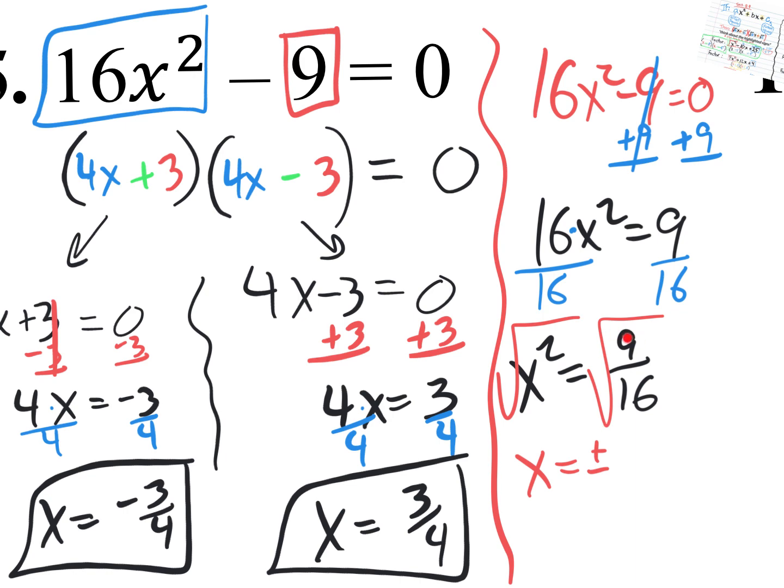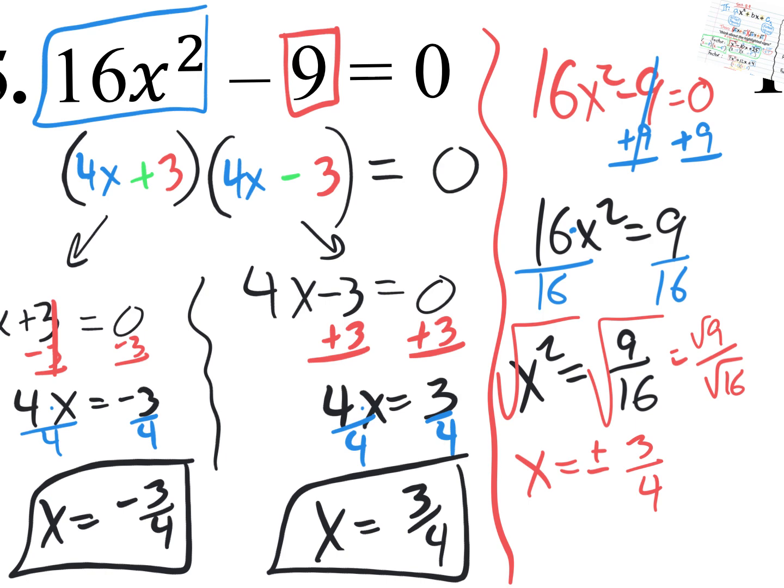When you have the square root of 9 over 16, you could actually split the square root to be the square root of 9 over the square root of 16. So think about that. What is the square root of 9? That's 3, no more square root. What is the square root of 16? That's 4, no more square root. So that's why we get a final answer of x equals plus or minus 3/4. Notice that it's the same exact answer. X equals positive 3/4 and x equals negative 3/4. Here it is, positive 3/4, negative 3/4.